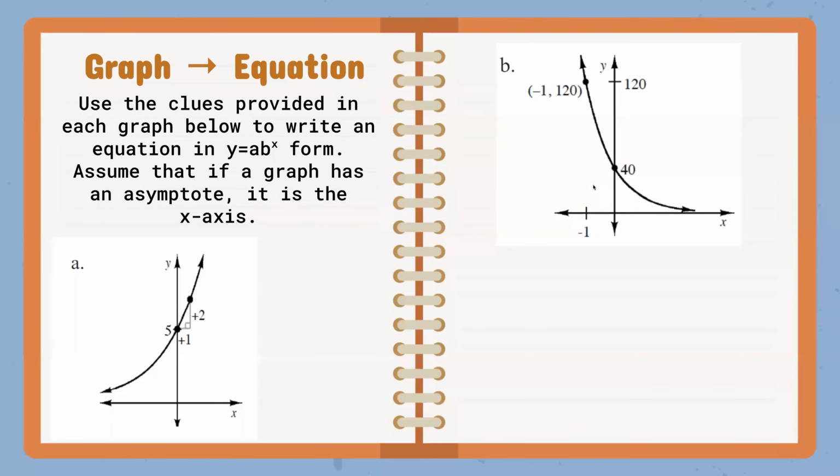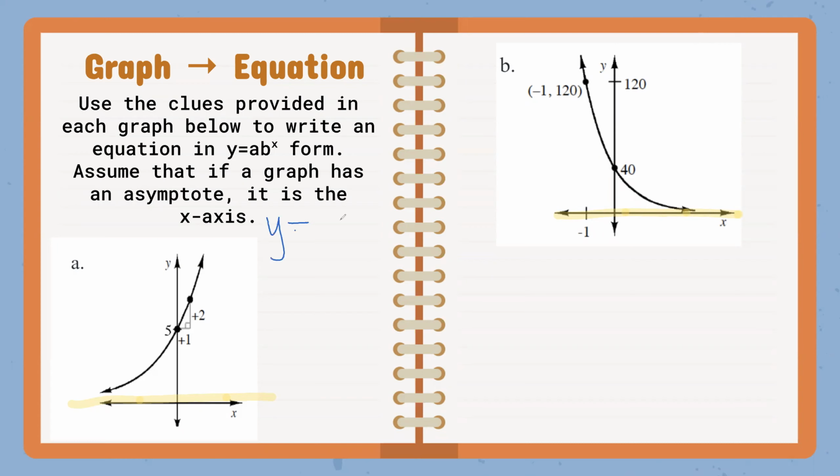And so let's look at this together. Use the clues provided in each graph below to write an equation in y equals ab to the x form. Assume that if a graph has an asymptote, it's the x-axis. Okay, so as a reminder, the asymptote being the x-axis means that the graph will never get to or cross the x-axis. It just gets closer and closer and closer. So let's go ahead and start with this first one.